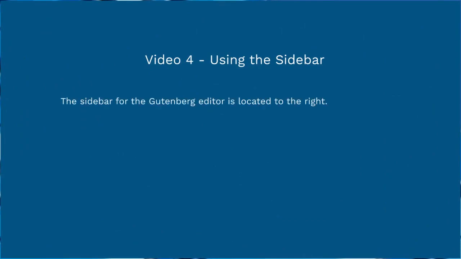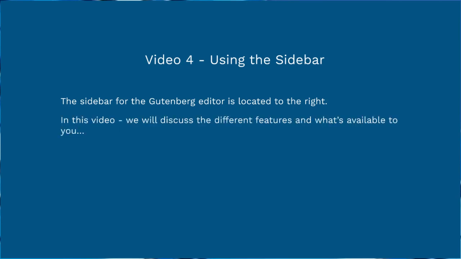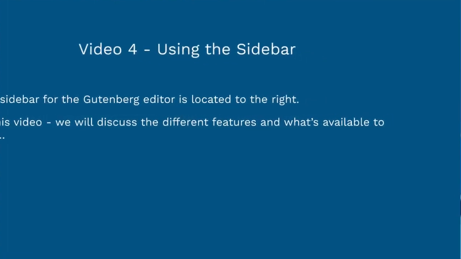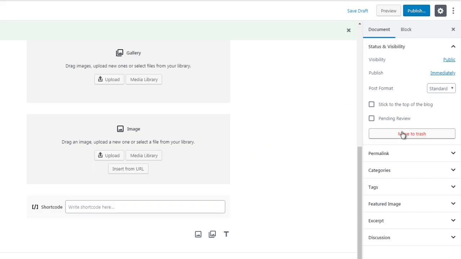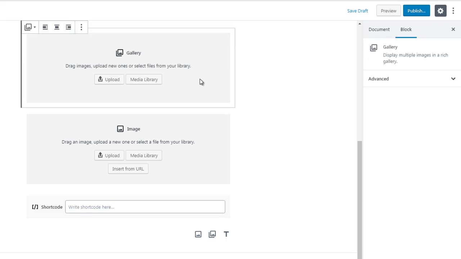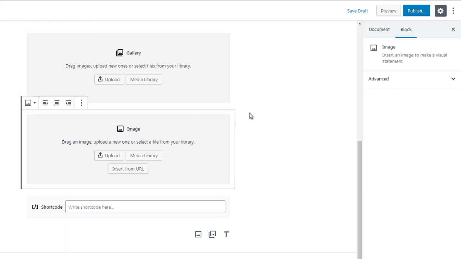The sidebar for the Gutenberg editor is located to the right. So we're going to discuss the different features and what's available to you. Okay, so the sidebar is to the right, and as I briefly mentioned in the previous videos, upon editing certain blocks, you will see that the right-hand sidebar will change.